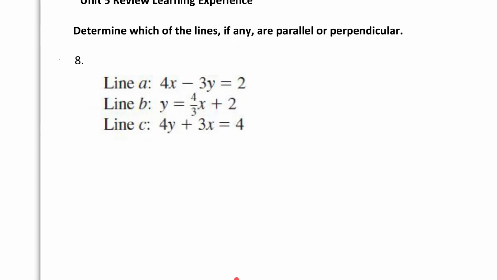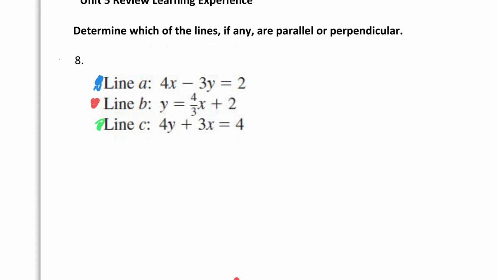Here's another question that says to determine which of these lines, if any, are parallel or perpendicular. So when you're just given the equations, you need to turn them all into a form that gives you the slope. So I'm going to turn them all into slope-intercept form. So I'm going to label this my blue line, this is going to be my red line, and this is going to be my green line.